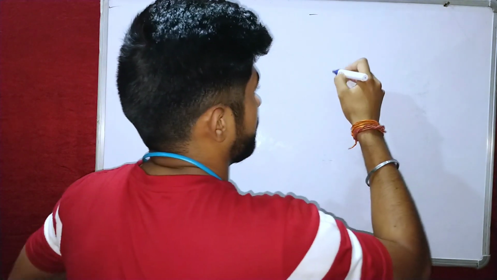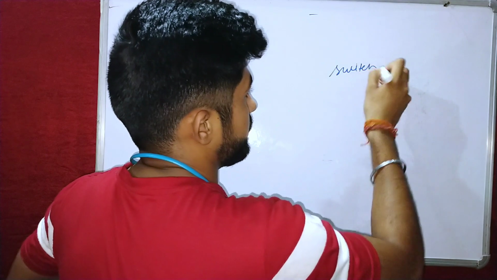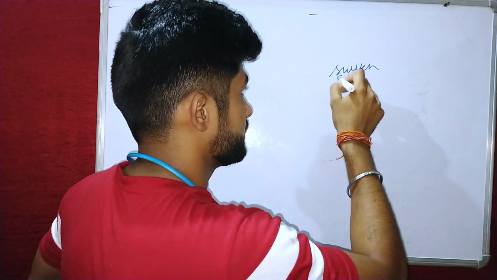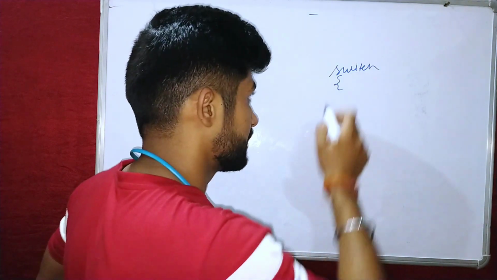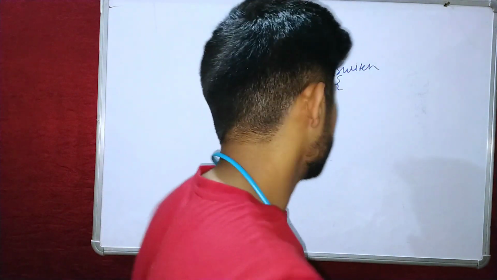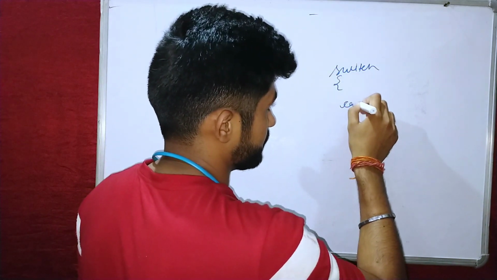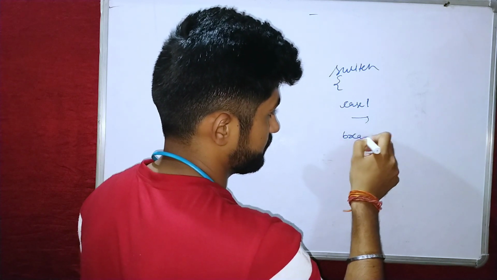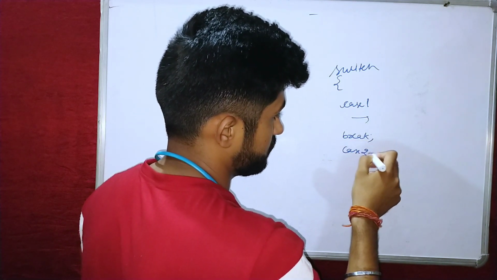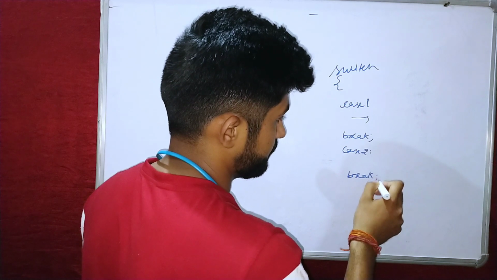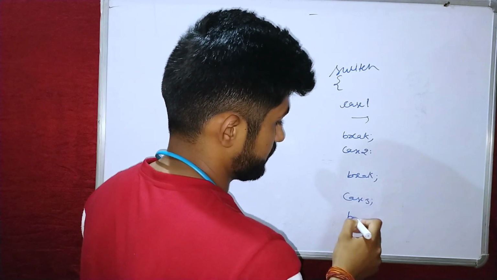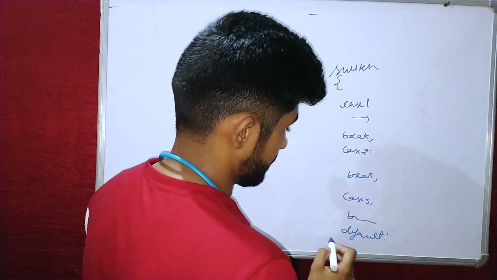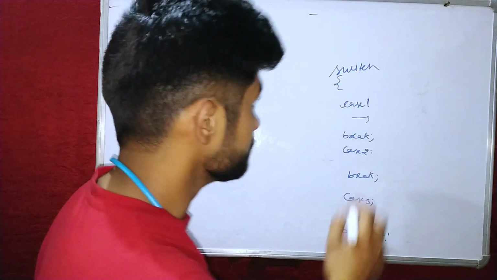Look here, in switch case, S is small, W is small, that means every character in switch case is small. This is the opening of switch case. Curly braces here represent the opening of switch case. Case 1. After case 1, break will be there. Case 2. After case 2, break will be there. Case 3 will be there. Then break. At last, I will be writing the default and I will be closing the switch case.